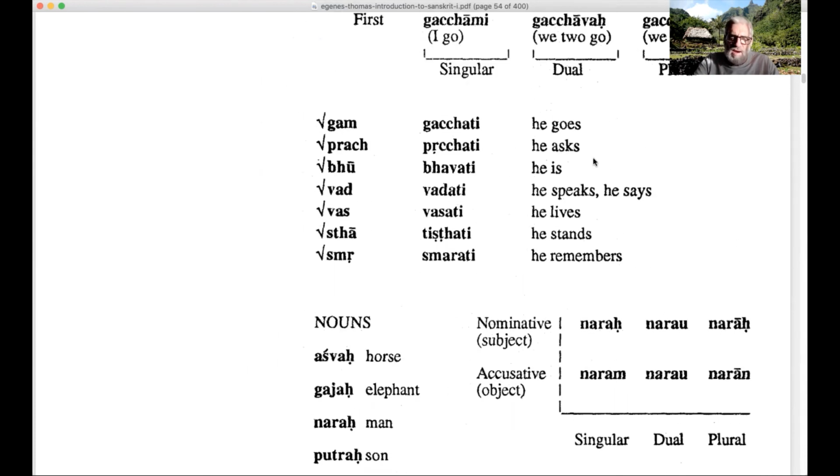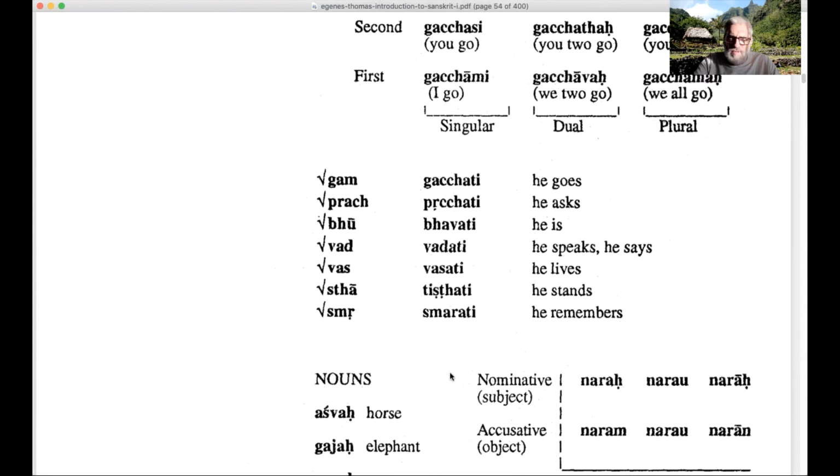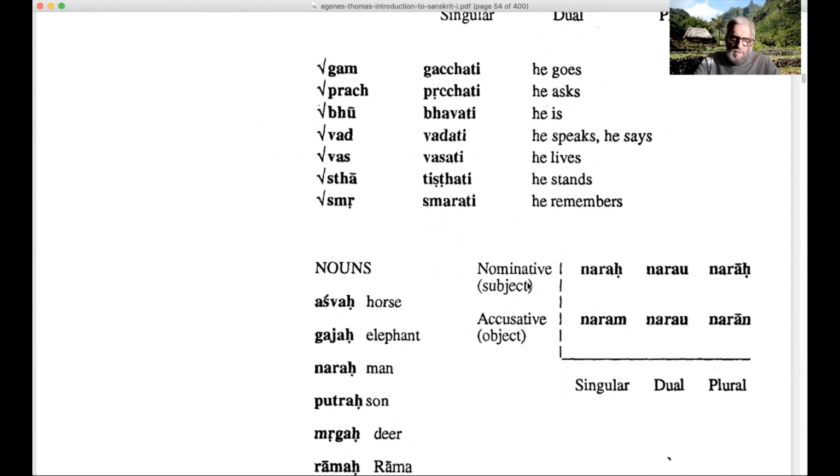So far we have all the verbs that we know, and we have the roots given on the side here, and we have the third person singular indicative present tense, the continuous present tense here. Gachati, prichati, bhavati, vadati, vasati, tishthati, smarati. He goes, he asks, he is, he speaks, he says, he lives, he stands, and he remembers, right?